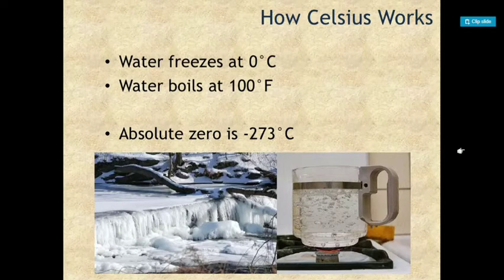So how does Celsius work? It describes the freezing point of water, which is 0 degrees Celsius. It's also used in describing the boiling point of water, which is 100 degrees Celsius. Okay, just a correction, that is in Celsius, not in Fahrenheit. So the absolute zero is at negative 273 degrees Celsius.